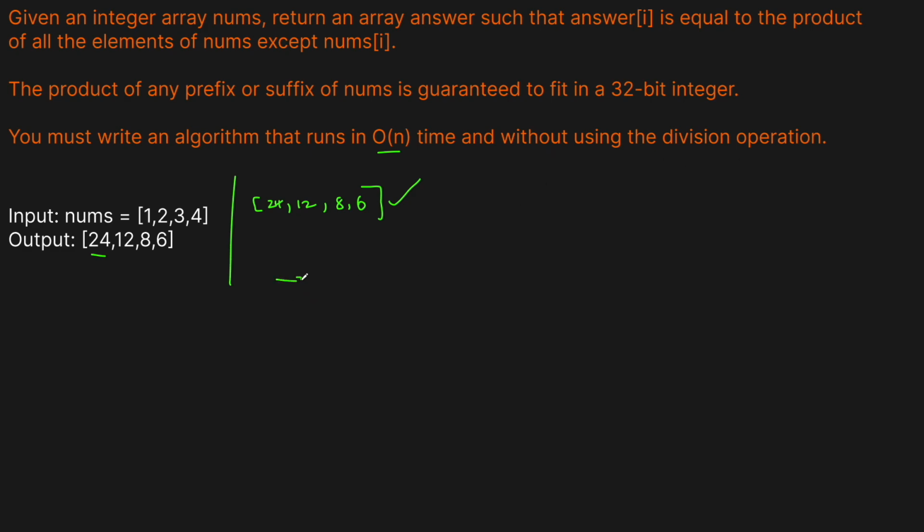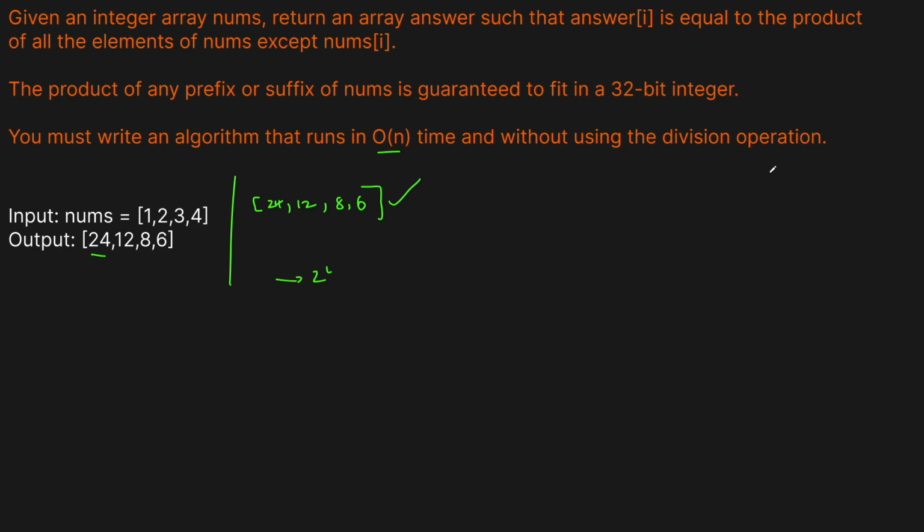An easy way to do this would just be to get the total product, which in this case is 24. Then what we could do is just walk through the array and then just divide 24 by the current element, and we would get the product of the array except itself. But that doesn't work because we're not allowed to use the division operator. So how can we do this in big O of n time and the follow-up which says big O of 1 space without using the division operator?